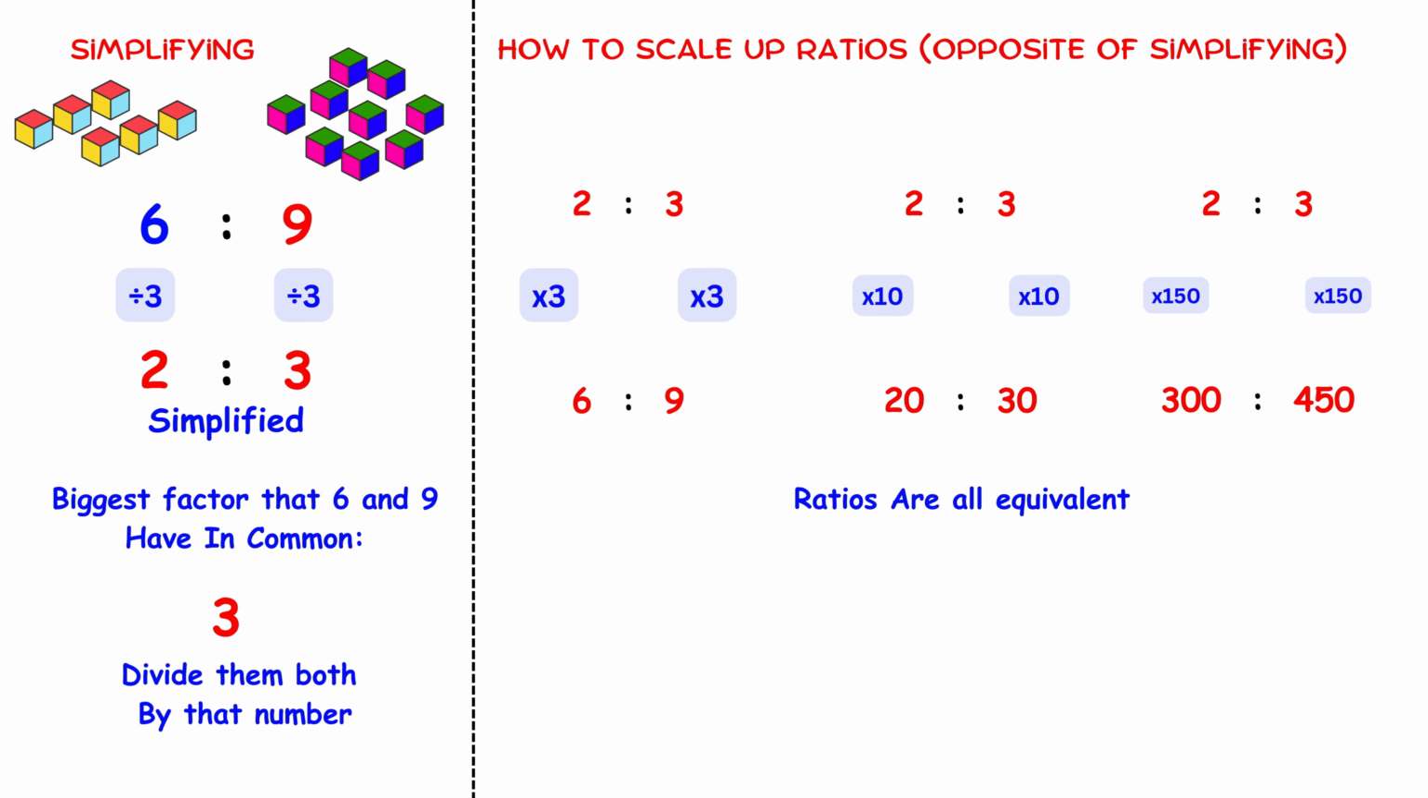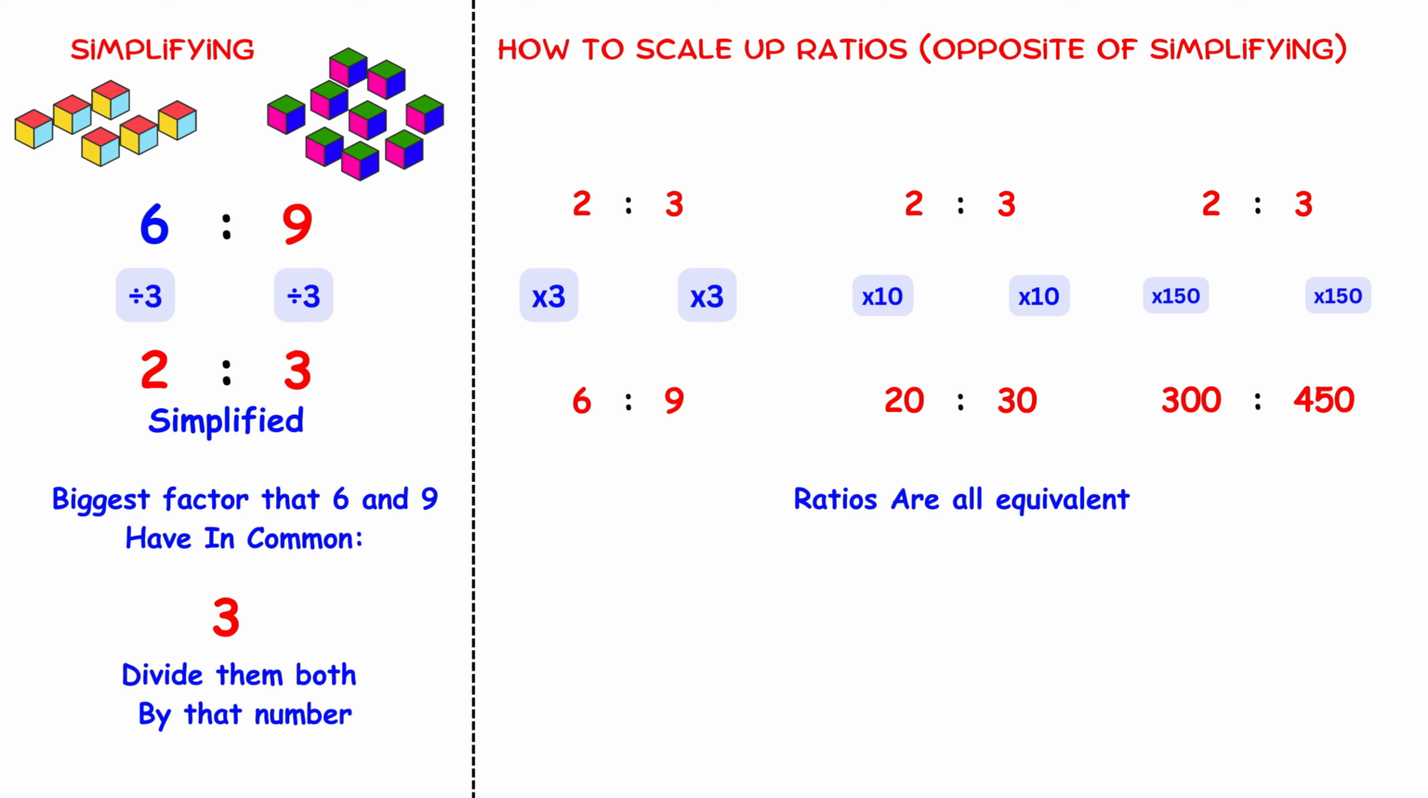Now, when we scale up ratios, we are doing the exact opposite. Instead of simplifying, we take a simpler ratio, such as 2 to 3, and we multiply both parts by the same number to generate an equivalent but larger ratio, like 6 to 9. For instance, we could scale 2 to 3 up to 20 to 30 by multiplying both sides by 10. Similarly, we could scale it up to 300 to 450 by multiplying both sides by 150.